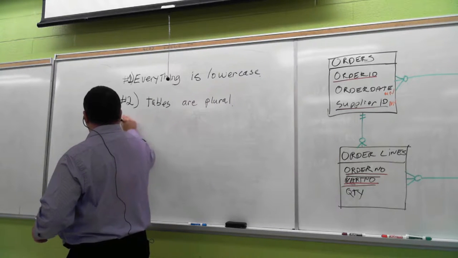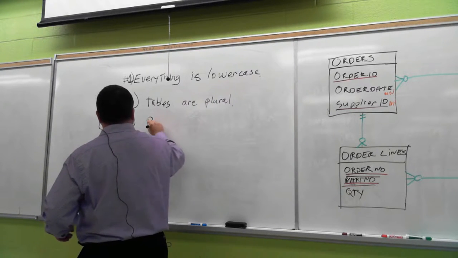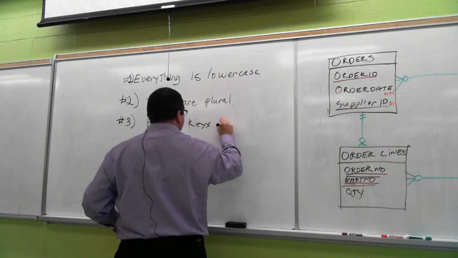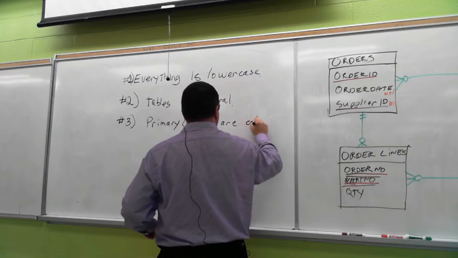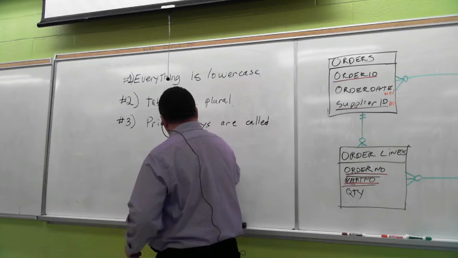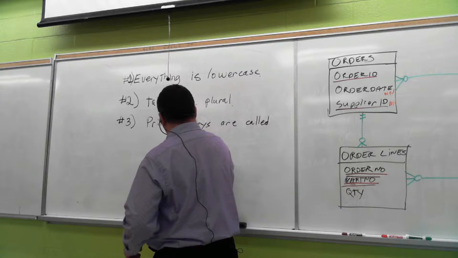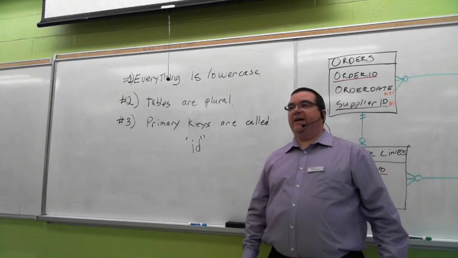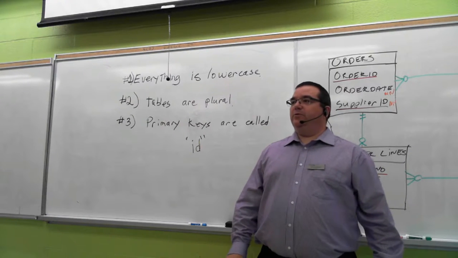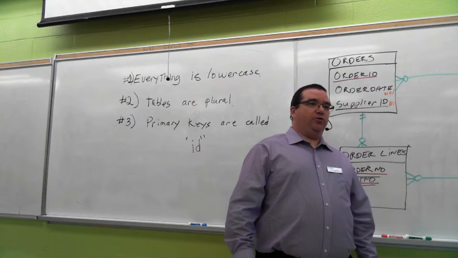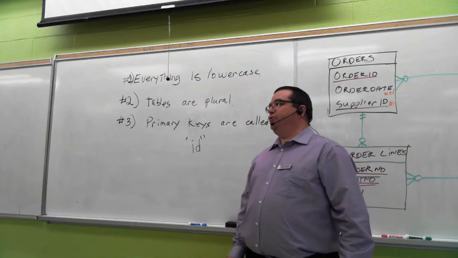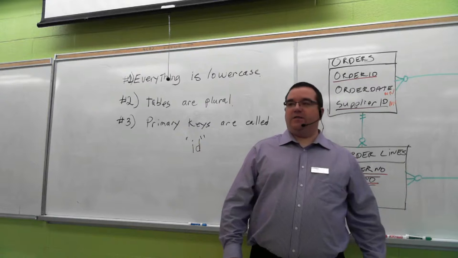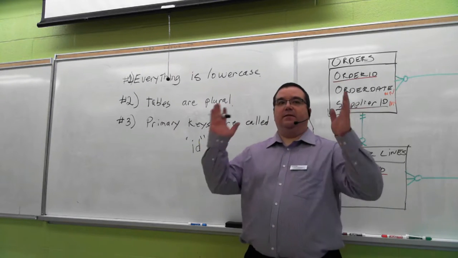Number three. Primary keys are called ID. And only ID. Not order underscore ID. Not customer underscore ID. Not ID customer. Or customer ID without an underscore. It's ID.